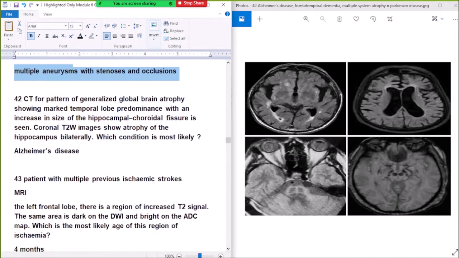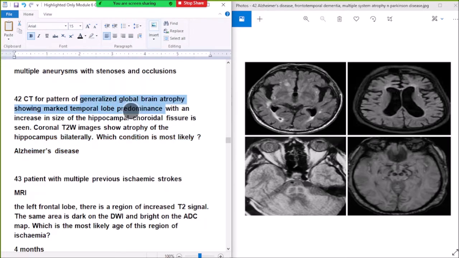Question number 42. CT pattern of generalized global brain atrophy shows marked temporal lobe predominance and an increase in the size of the hippocampal choroidal fissure. Coronal images show atrophy of the hippocampus bilaterally, which is most likely Alzheimer's disease.